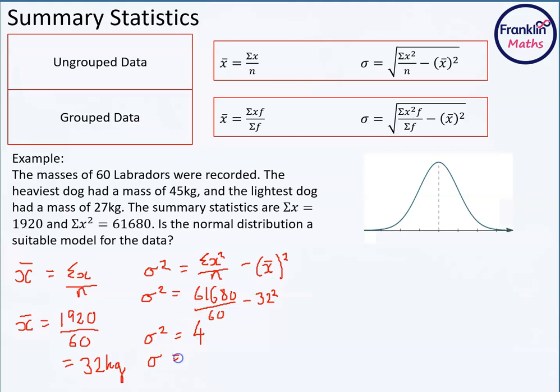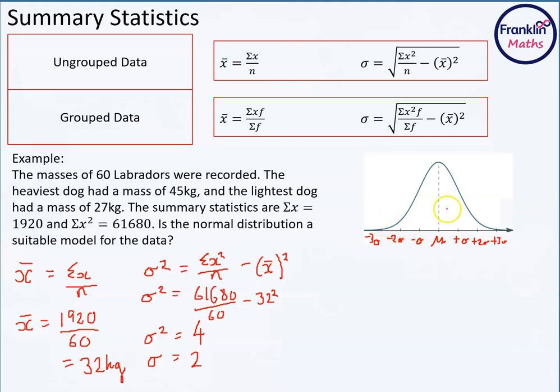So the standard deviation there comes out as 2. Okay, so how does this help us answer the question? Well, we know from the normal distribution here, if this is the mean, this is the mean plus a standard deviation, this is the mean plus 2 standard deviations, and plus 3 standard deviations on that one, and then the same on this side, so minus a standard deviation, minus 2 standard deviations, and minus 3 standard deviations.